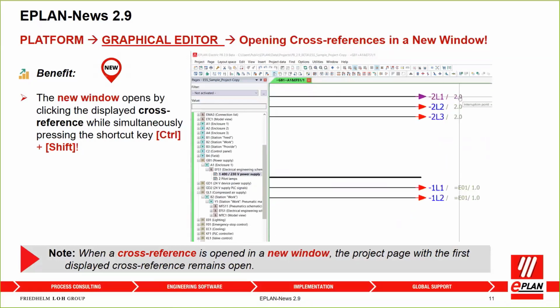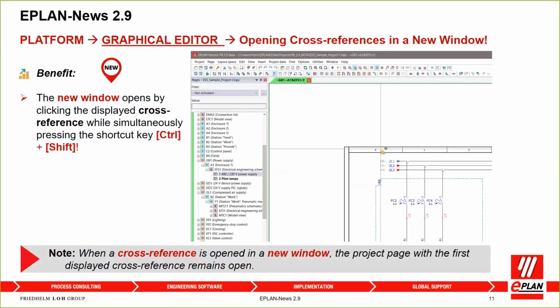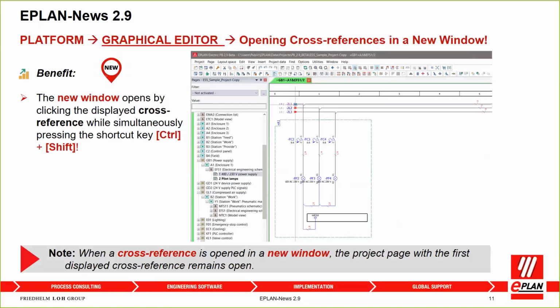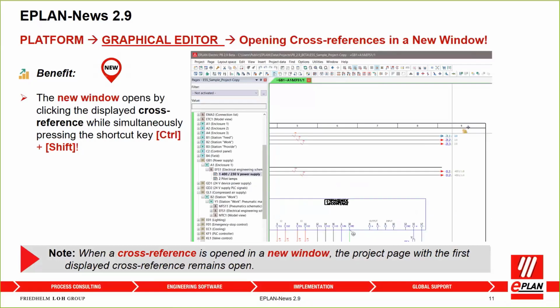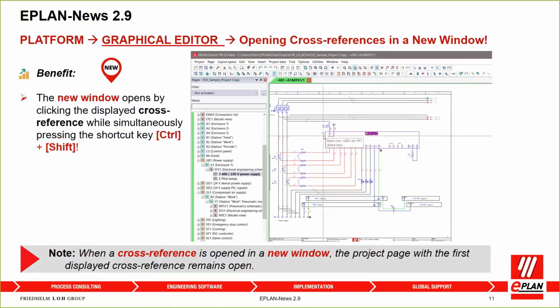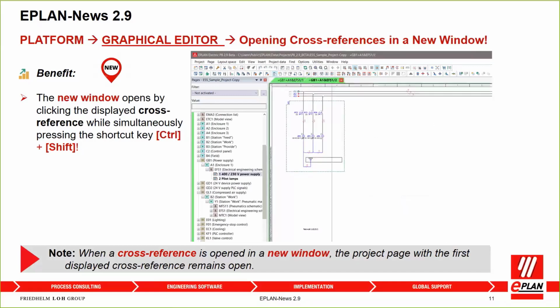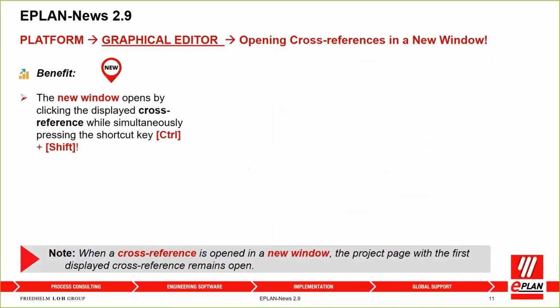So in this example, he's clicking with the existing method, just holding down Control and clicking. And same again, Control and click. In that example, he used Control, Shift, and click, and it opened it in a new window.